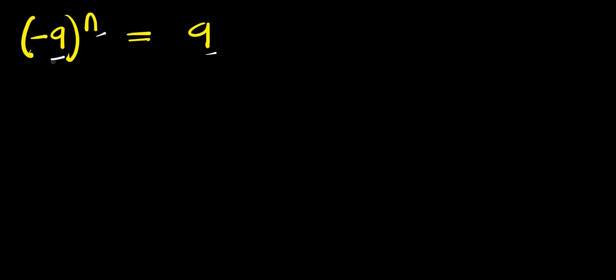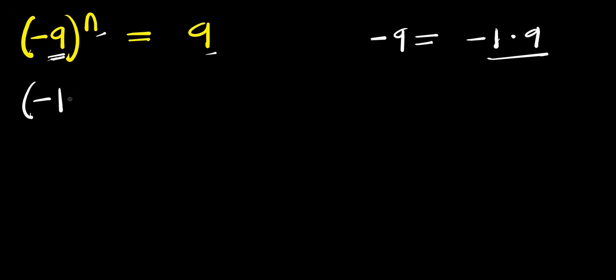Now, if you have negative 9, I can express negative 9 as the product of negative 1 times 9. So let's replace this negative 9 with negative 1 times 9. So you have negative 1 times 9 raised to the power of n, and this equals 9.